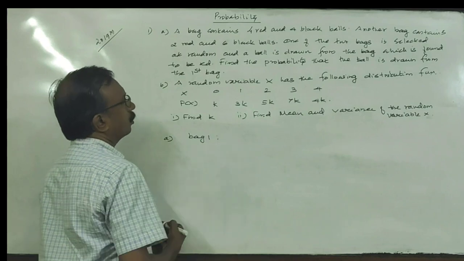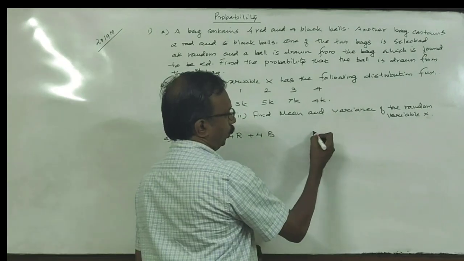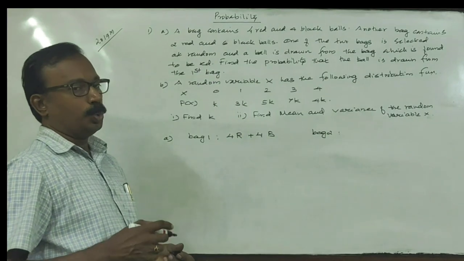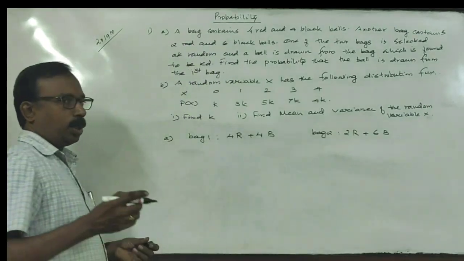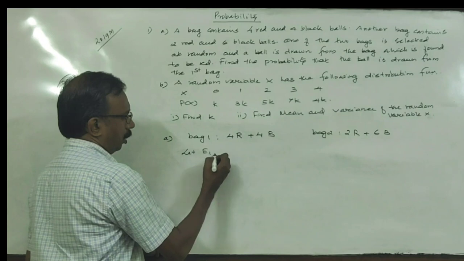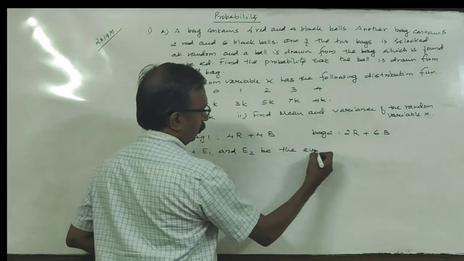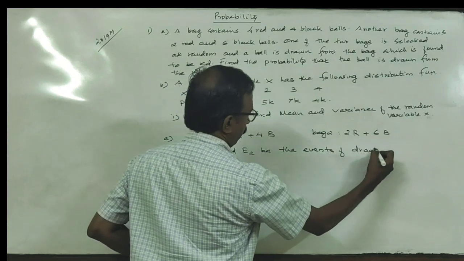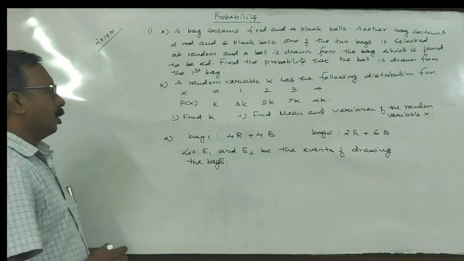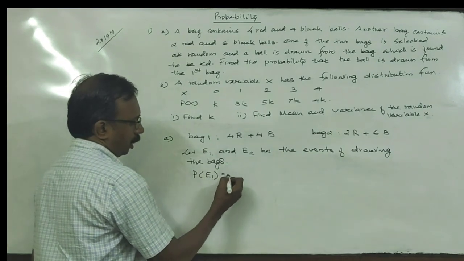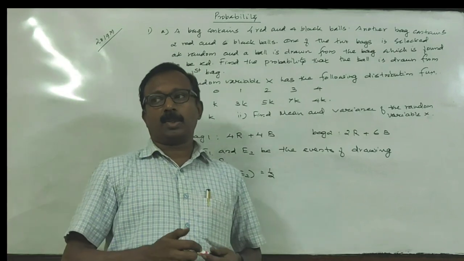Bag 1: 4 red and 4 black. Bag 2: 2 red and 6 black. Let E1 and E2 be the events of drawing the bags. So probability of E1 is equal to probability of E2 is equal to 1/2. There are two bags, therefore probability of each bag is 1/2.